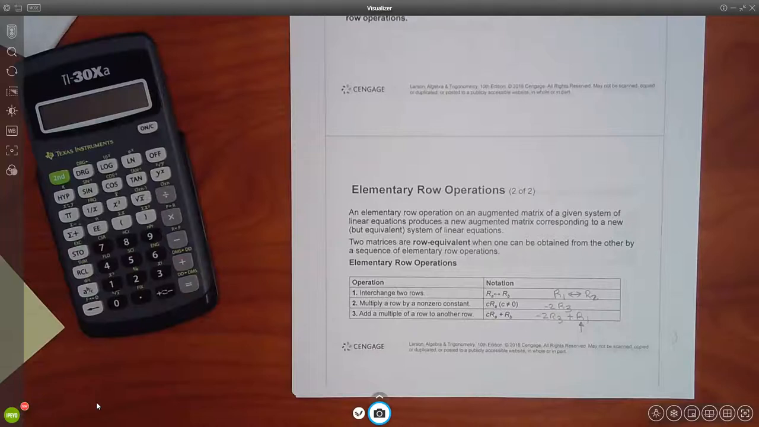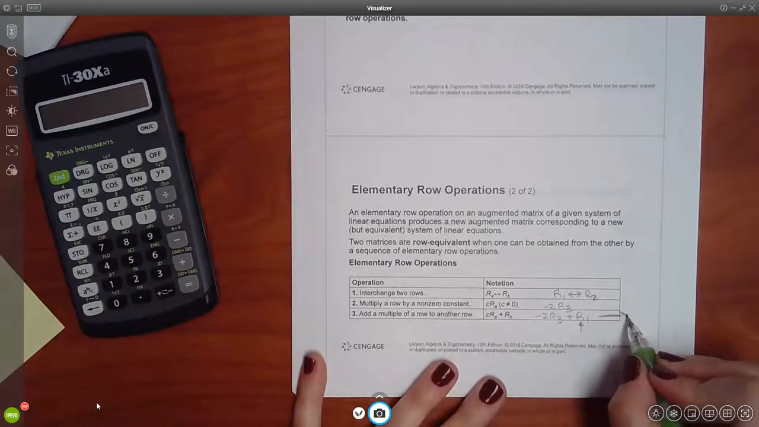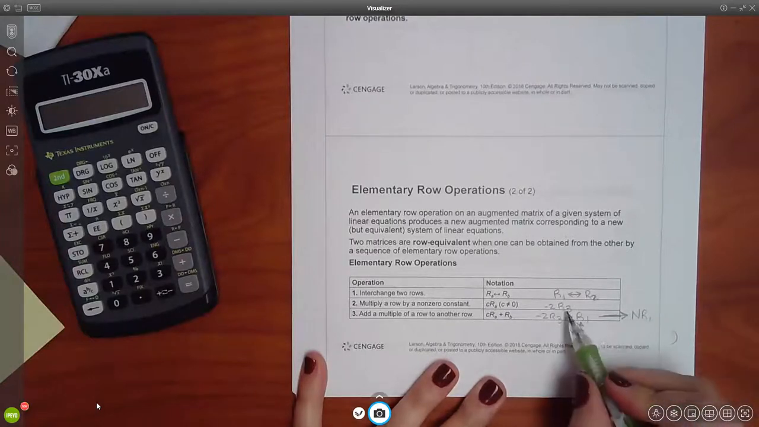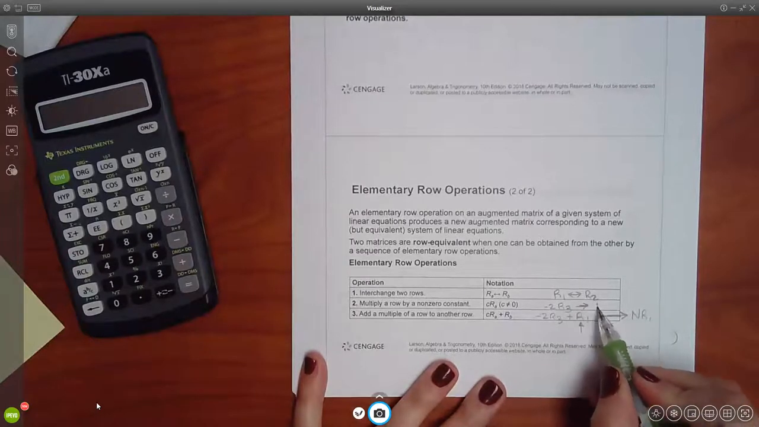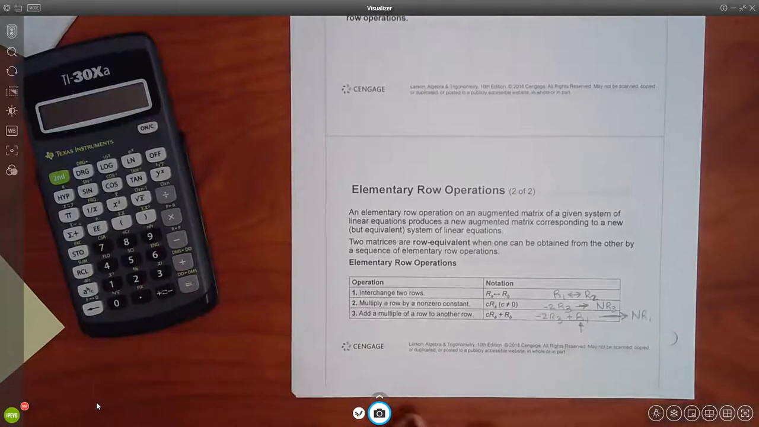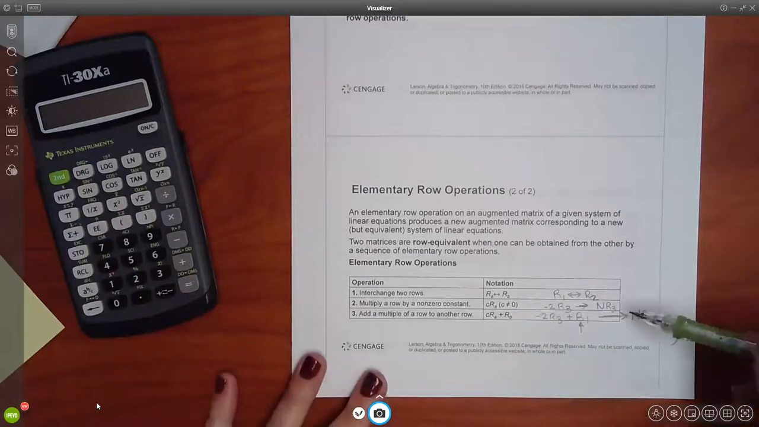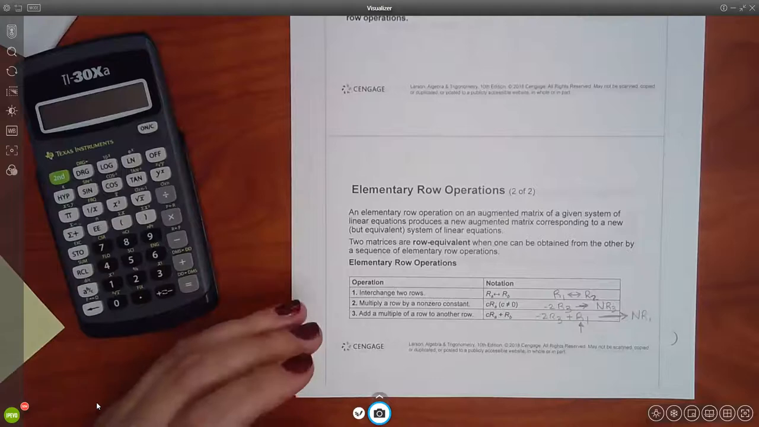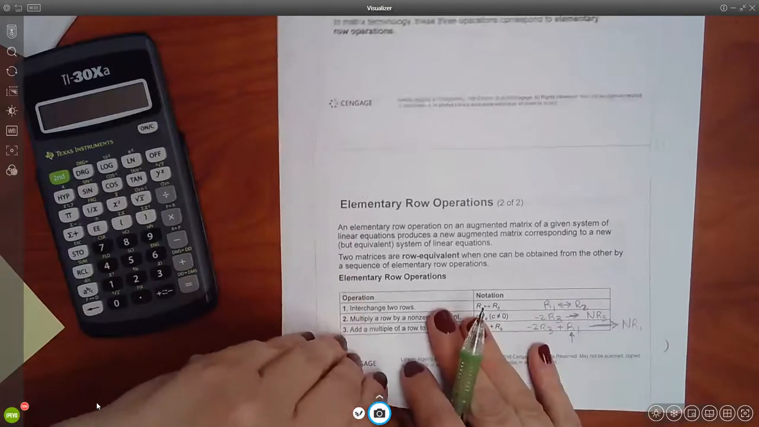So when I do that, I always go like this and I say that's going to become my new row one. And then when I do this, I say that's going to become my new row three, because I was only messing around with row three on that step. But this one, it's already straightforward. You're swapping them. Two is going to become one and one's going to become two. So you're going to see me write these things on my paper when I start getting into the elimination method with the matrix.